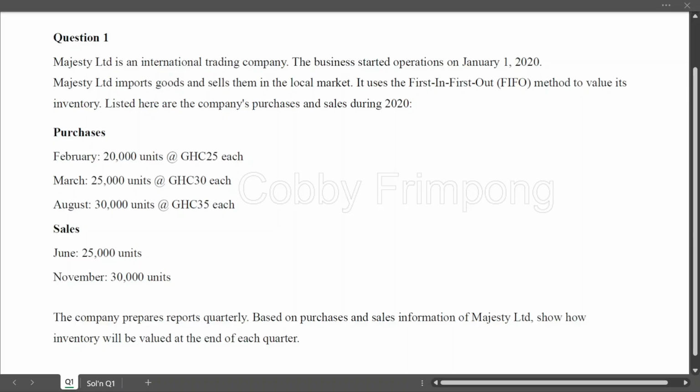In today's lesson, we will work through questions covering application of the first in, first out cost formula, inventory valuation using the weighted average cost formula, and applying the lower of cost and net realizable value rule.